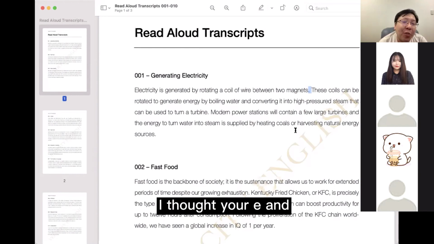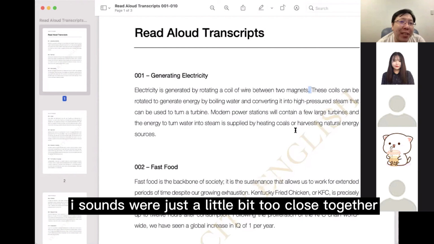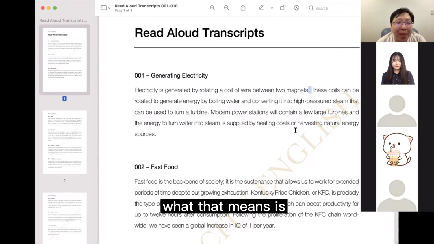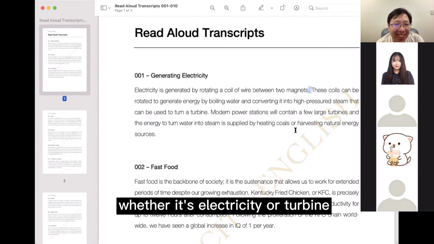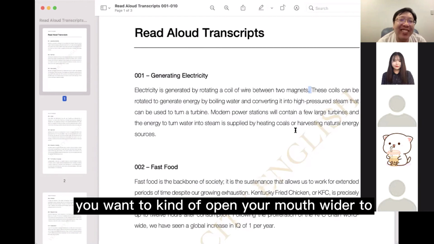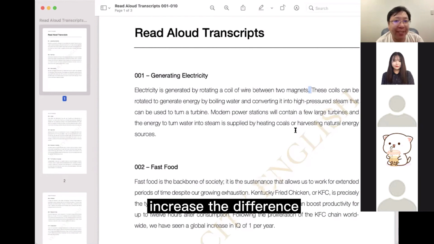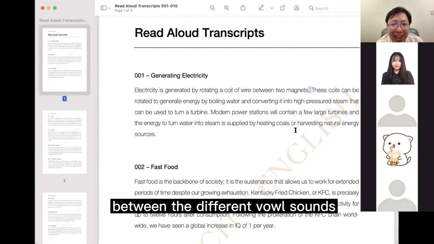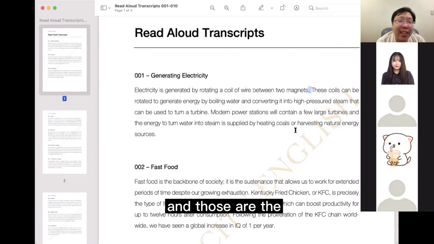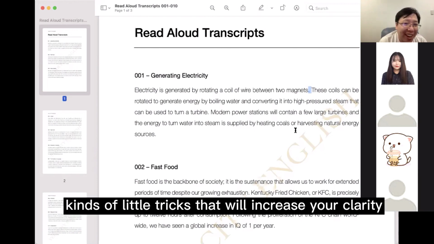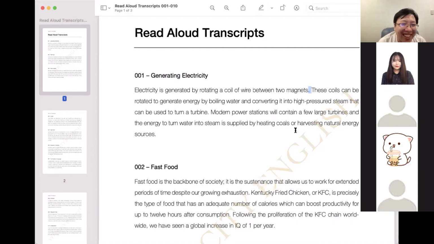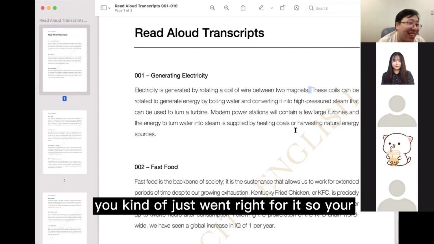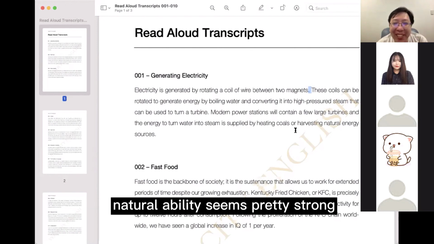The second one, I thought your E and I sounds were just a little bit too close together. What that means is you need to open your mouth wider whenever you produce an I sound, whether it's electricity or turbine. You want to open your mouth wider to increase the difference between the different vowel sounds. Those are the kinds of little tricks that will increase your clarity. But in general, I thought that was a really good reading, especially since you didn't actually prepare very much. You just went right for it. So your natural ability seems pretty strong.